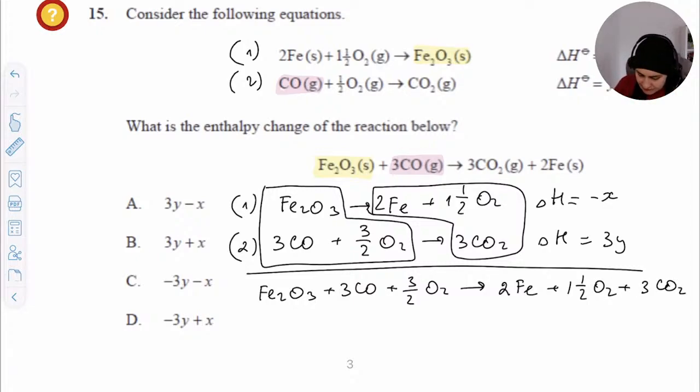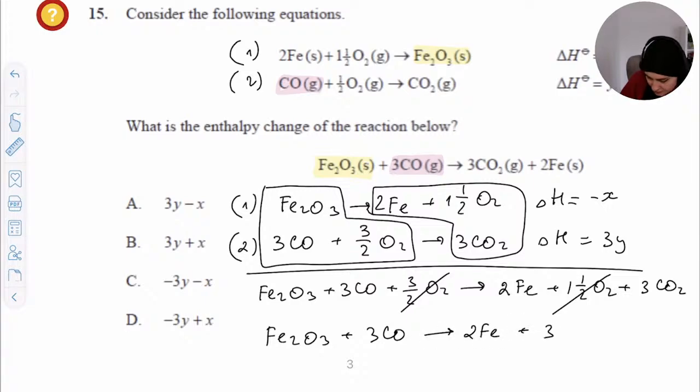And then we can cancel out identical species. So 3 over 2 O2, it's like 1.5 O2 and 1.5 O2 cancel out. So you can cancel out species that are the same on both sides with the same coefficients. Yeah, so oxygen cancels out. And eventually what you get is 2Fe plus 3CO2. So that's exactly what we wanted to get. Yeah, so we wanted Fe2O3 plus 3CO goes into 3CO2 and 2Fe. And since I've added equation 1 and 2, my enthalpy changes would also add. So it's minus x plus 3y. So that's the answer. So it's A.